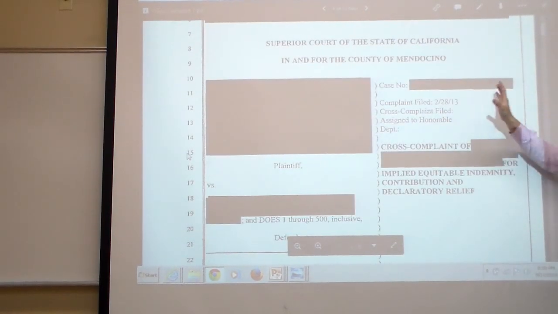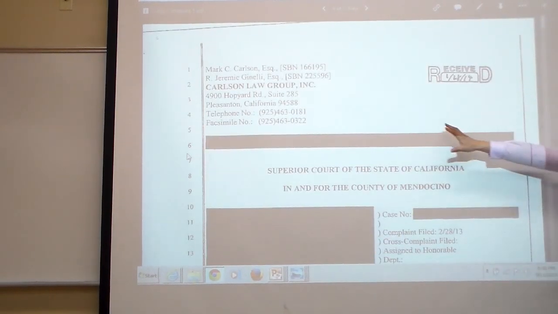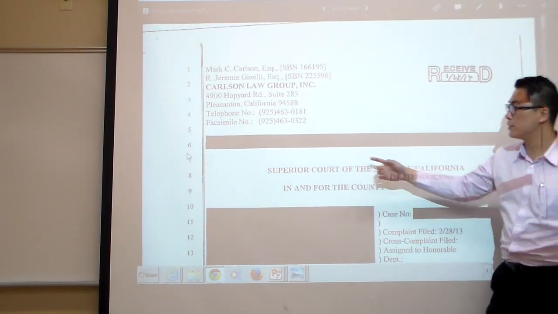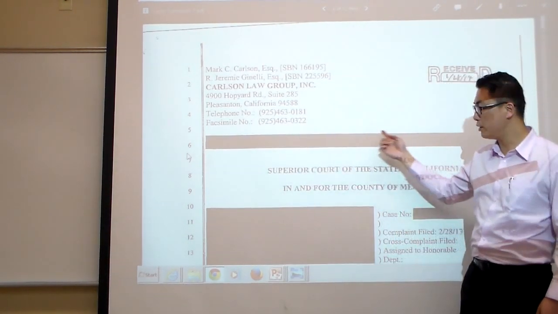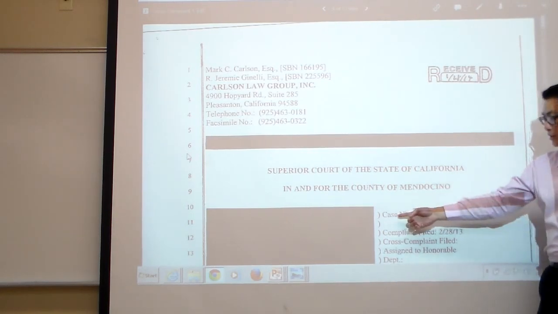Now this is what I call the caption page. A caption page will have the contact info for the lawyers. This is the attorney for which party, and this is the court, okay? This is the case number.